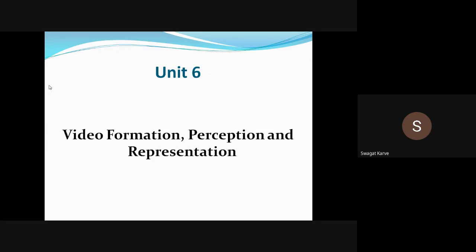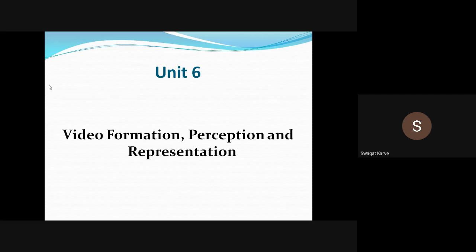Okay. So now our syllabus is actually divided into two parts, right? What is the name of our course? Image and video processing. So up to this unit number 5, we were talking only about image processing. Now in the remaining two units, that means unit number 6 and unit number 7, we are going to talk about the video processing parts, right?